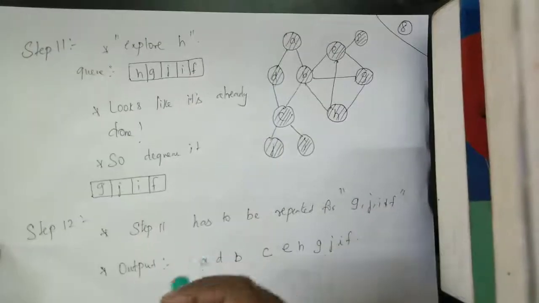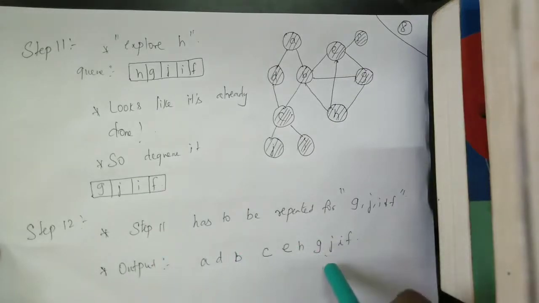So we are done with the traversal of the graph, and the output is the same as we got in step 10. So this is breadth first search.